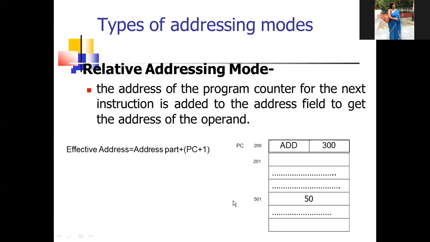So what will be the value of the effective address? It will be 501. And what will be the final value of the operand? It will be 50. So this 50 ultimately will be used in the addition, in the ADD instruction. This is the way we find the value of the effective address in the relative addressing mode.